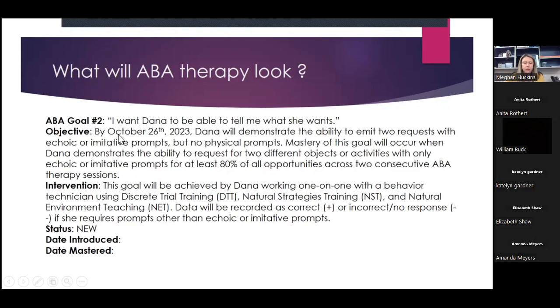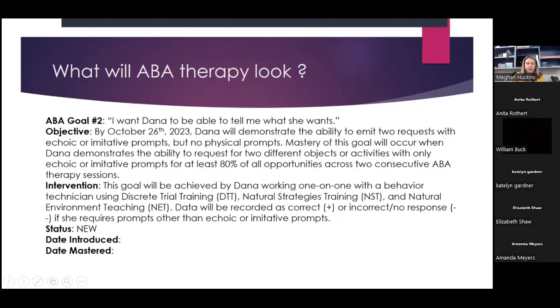So down here is my part. We would say by October 26th of 2023, so that's our deadline, Dana will demonstrate the ability to emit 2 requests with a coactive imitative prompt. A coactive imitative prompt is just somebody either pointing to a picture if they're using some sort of picture exchange, or verbally saying, chips, if they want chips. And then the goal will be mastered when Dana can request 2 different objects or activities with only those prompts 80% of all opportunities.